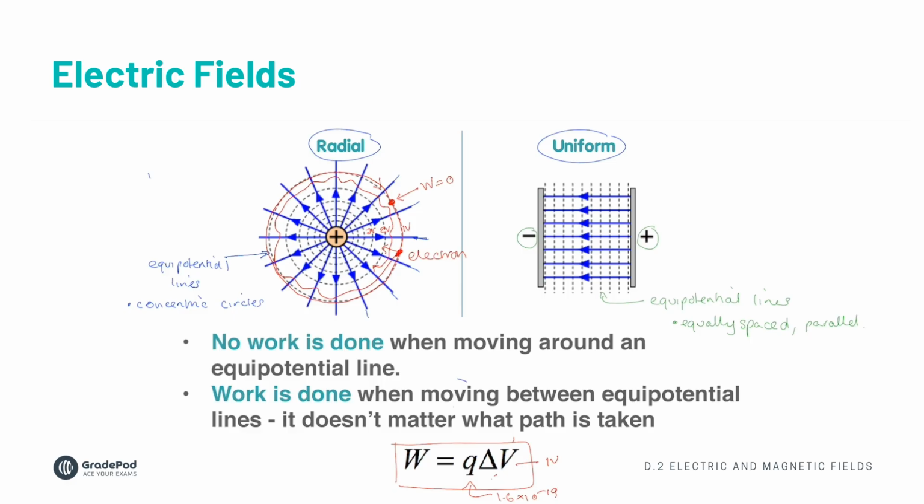Similarly, as before, if you were to take an electron here, or a proton or any charge, any ion, and take it up and down an equipotential line, no work is done. But if you move between the equipotential lines, then work is done in moving that charge from one equipotential line to the other. And the amount of work done is given by Q delta V.